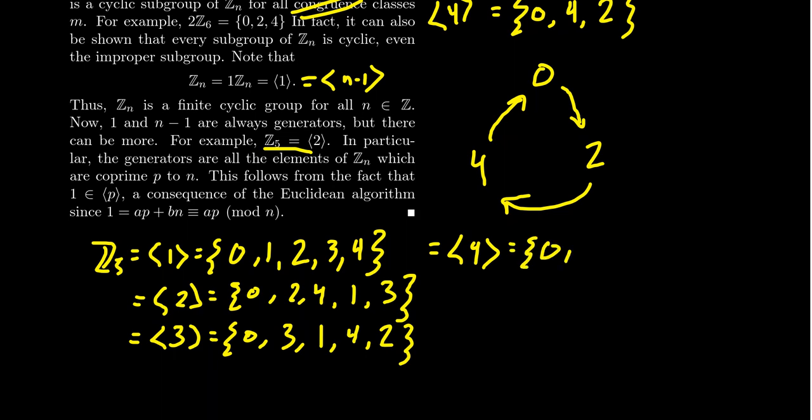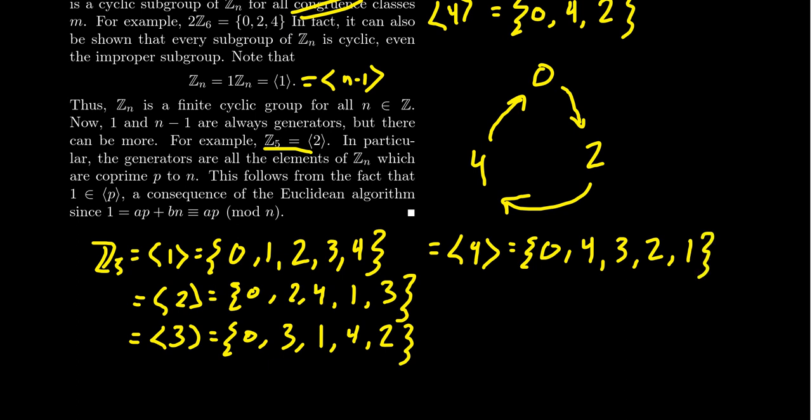You get 0, you're going to get 4, plus 4 is 8, which is 3, plus 4, which is 7, which is the same thing as 2, plus 4, which gives you 6, which reduces to 1, and then 4 plus 1 is then 5. You see, like this.